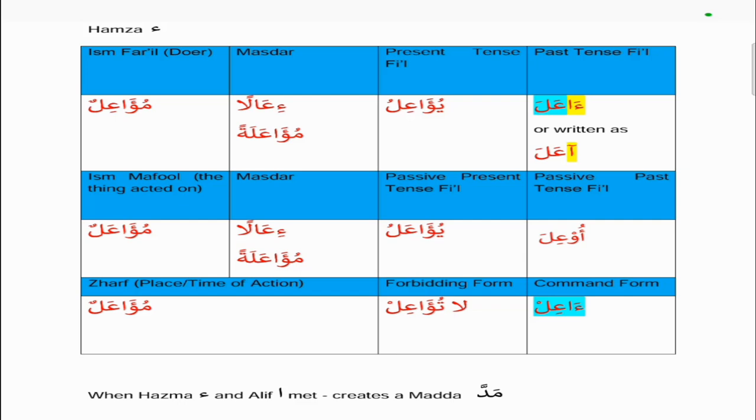la tu'a'il. So again, yu'a'ilu is the present tense fi'l. Take the anta version, tu'a'ilu, make it into lightest, the dhamma on the lam becomes a sukun, tu'a'il, then add the la at the start, la tu'a'il. And the zarf, the place and time of the action, is a copy of the ism maf'ul, mu'a'alun.